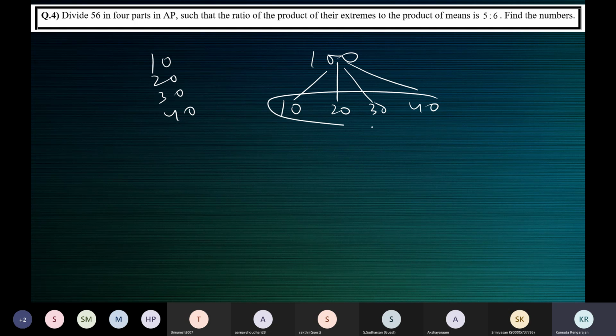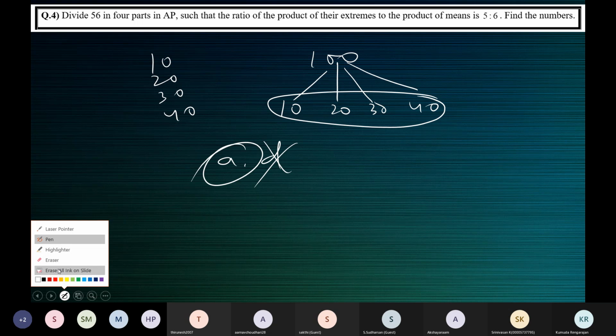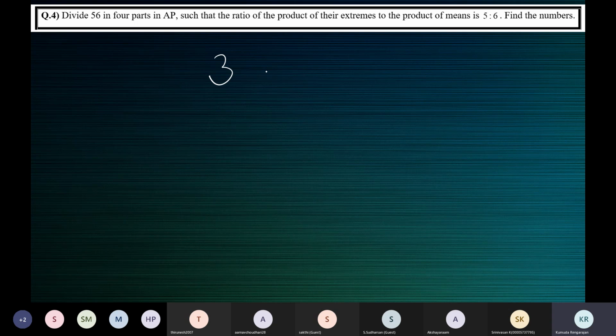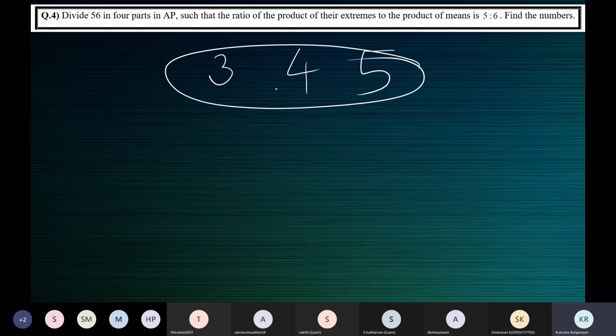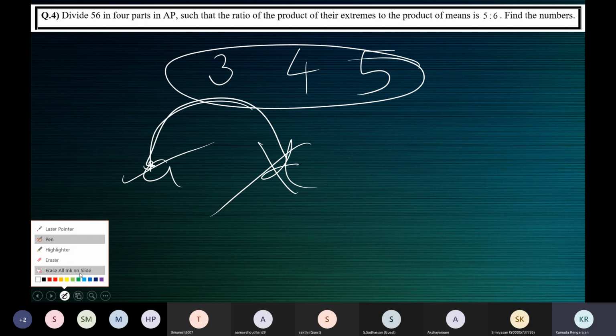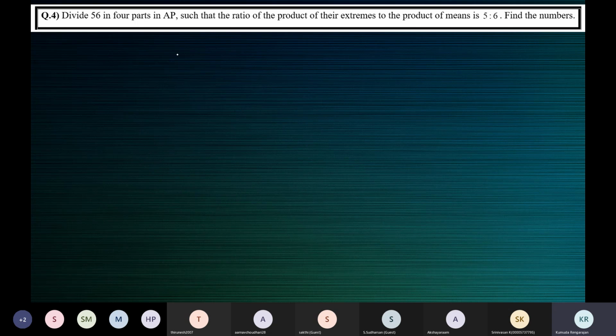So in such cases, you'll have to make convenient assumptions, so that of the 2 variables A and D, one of them gets cancelled and you can find the value of the other one. When you have to find 3 numbers in AP, 4 numbers in AP, 5 numbers in AP, we'll have to assume conveniently. Using this, you can find D and then find the AP.